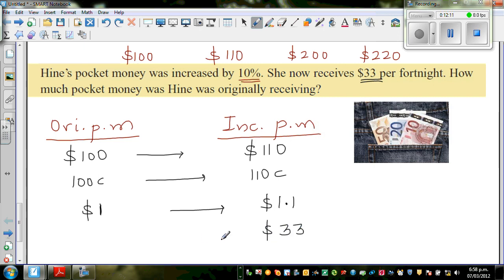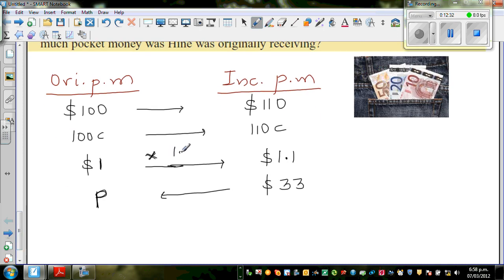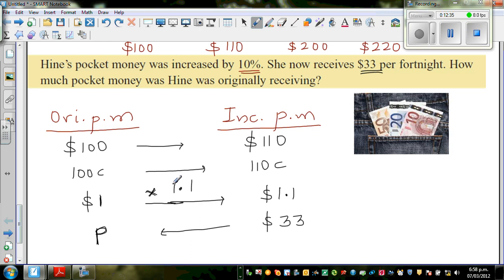She's now getting $33. Let me write a letter P for pocket money. P is what you want to find. So I want to think, one times what gives you 1.1? Well, that's pretty easy. One times 1.1 gives you 1.1. So if you want to go backwards, you do the opposite of what you did this way, which is divide by 1.1. So multiplying by 1.1 and dividing by 1.1 are opposites of each other because you're going in the other direction.